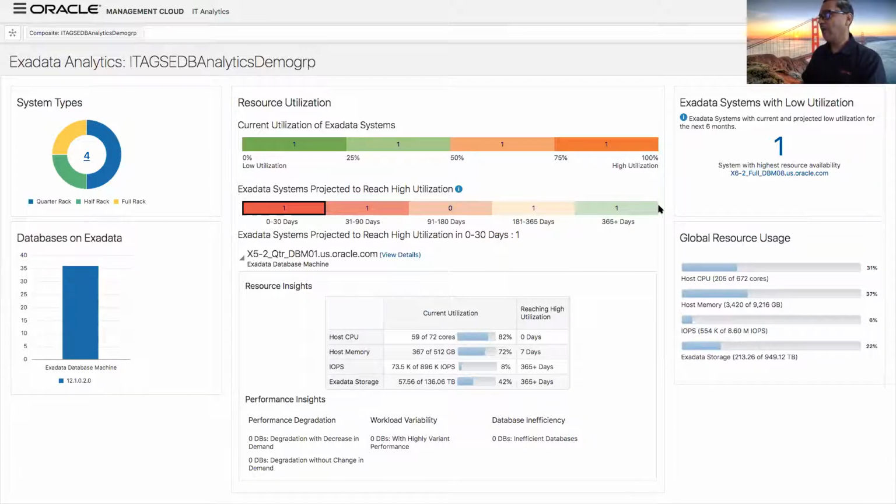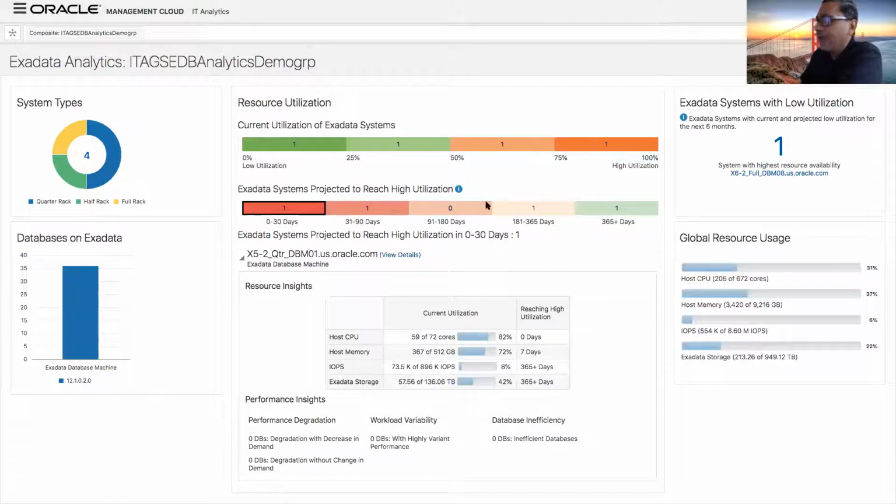Then I mentioned the resources, right? So first, out of the box, I get the current utilization of my Exadata systems. What it is saying is I have one system that's currently utilized between 0 to 25%. That's based on host CPU, host memory, IOPS, and Exadata storage server space usage. And on the other hand, I have one system that's utilizing between 75 to 100%.